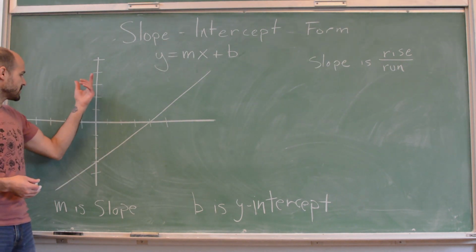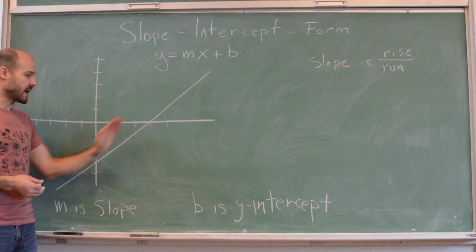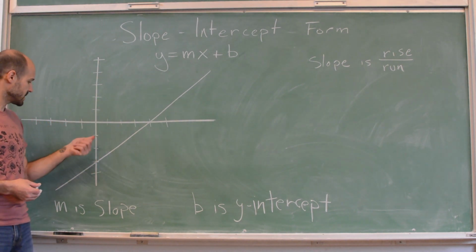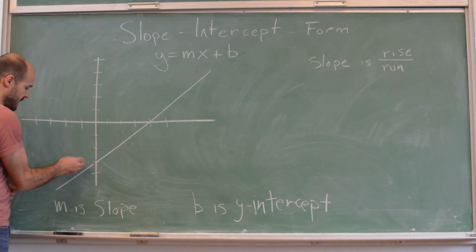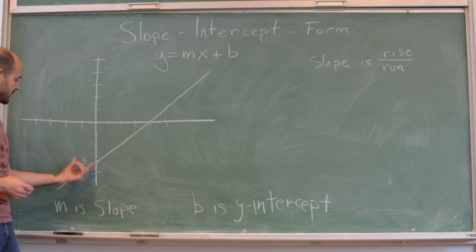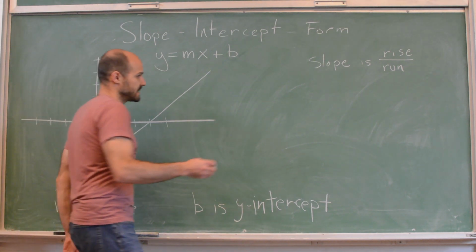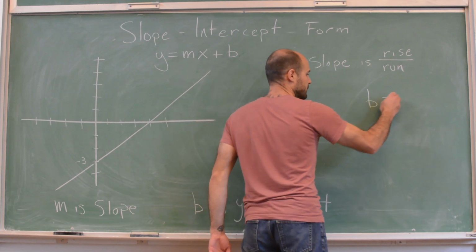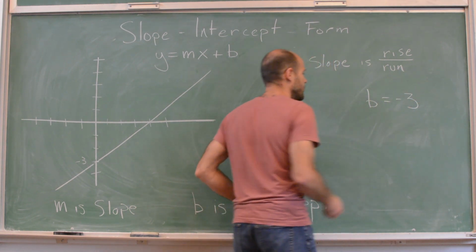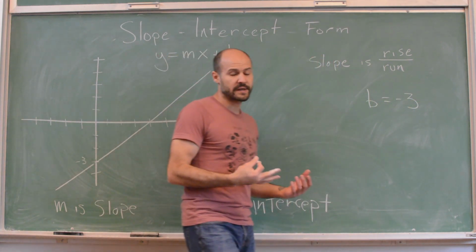So, b is really easy. Where does this line cross the y-axis? Right down here at -3. So that tells us that b is -3. The slope is a little bit more of an investigation.